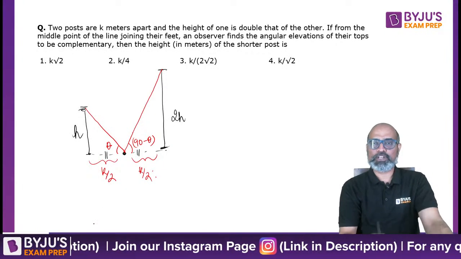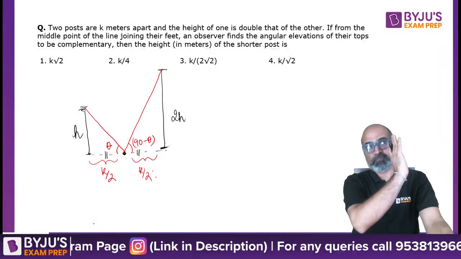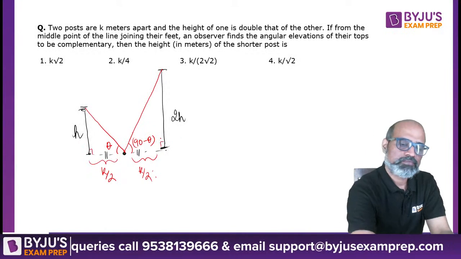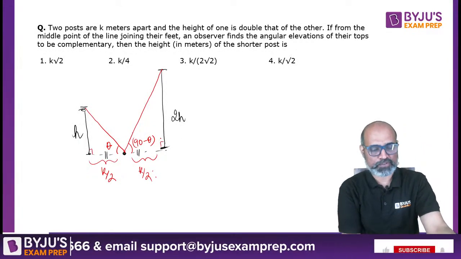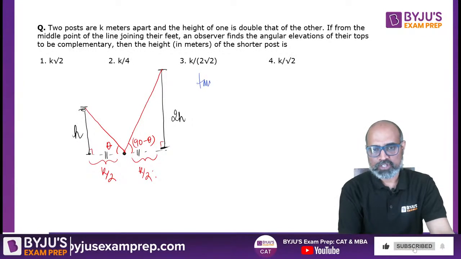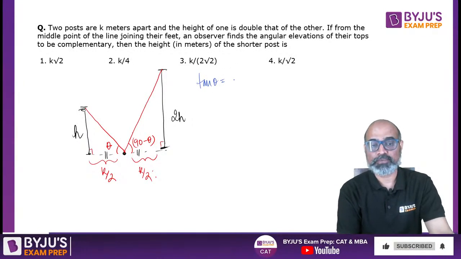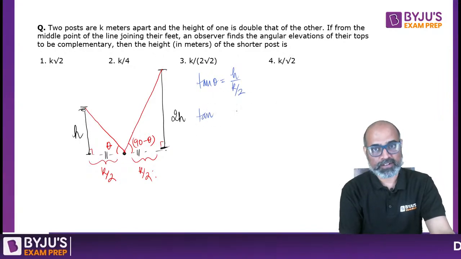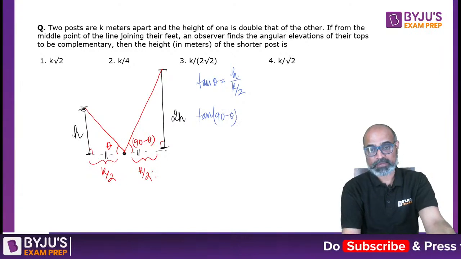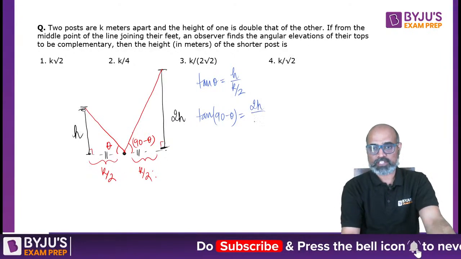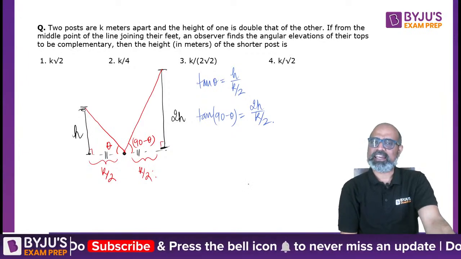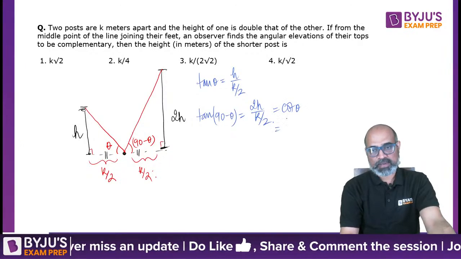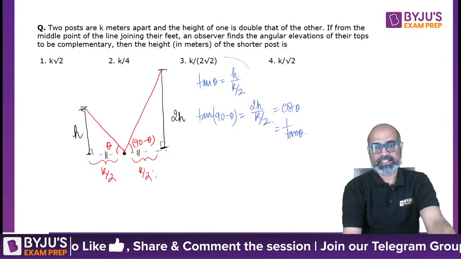What we can do is, which particular trigonometry part relates the perpendicular and the base of a right angle triangle? Which one is used? Sin, cos, tan, which one will work? Tan? So can I say tan theta is going to be h upon k by 2? And similarly for the right hand side triangle, can we say tan of 90 minus theta is going to be 2h upon k by 2? Now what is tan 90 minus theta? This is the same as cot theta, which is the same as 1 by tan theta, and tan theta we already know.